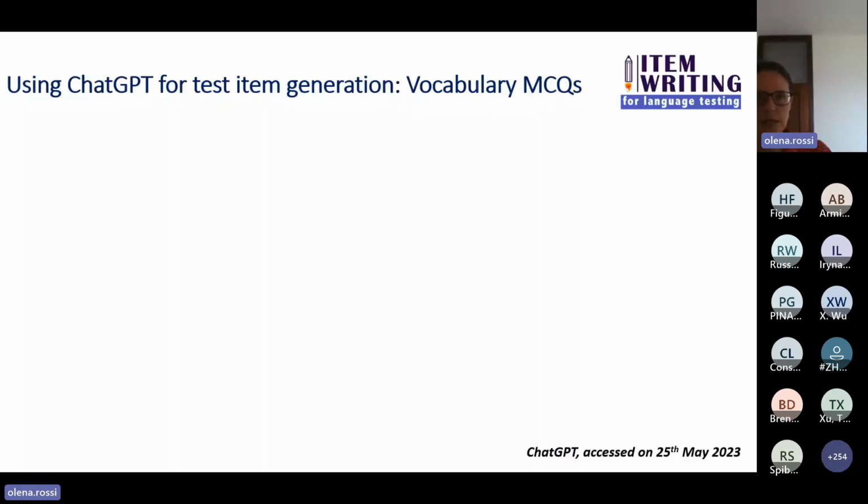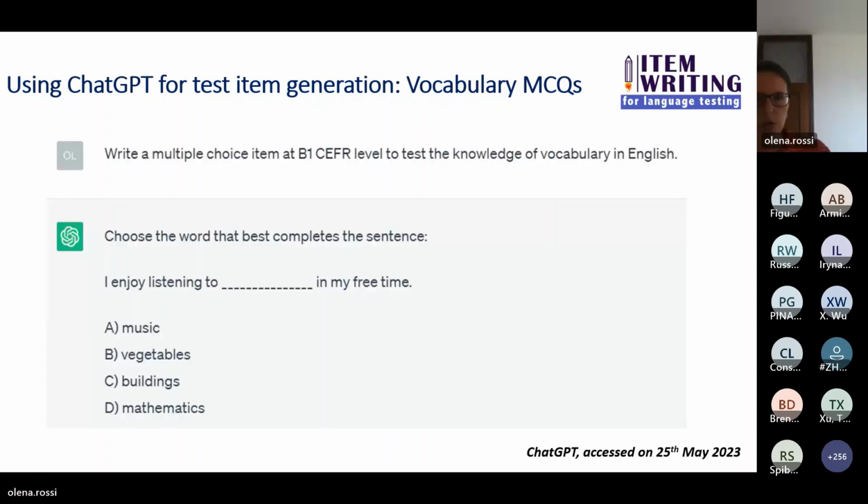Well, let's now try with a vocabulary item, and I'll continue these attempts with ChatGPT. So I asked ChatGPT to write a multiple choice item at B1 CEFR level to test the knowledge of vocabulary in English. You see that the resulting item is not at B1 level. I checked, and all words here, according to the Oxford Vocabulary Checker, are at A1 level. Also, the key is very, very obvious.